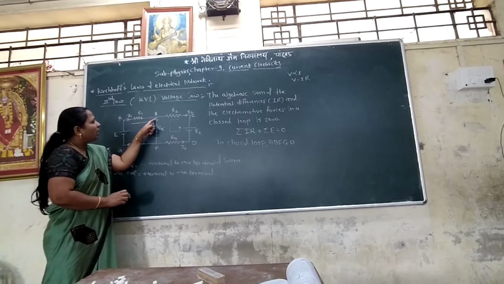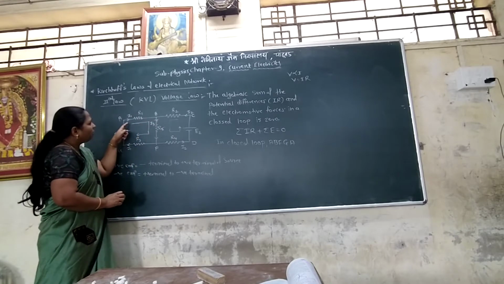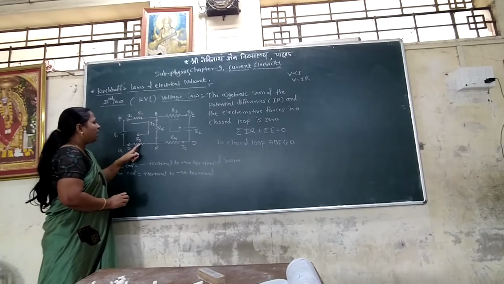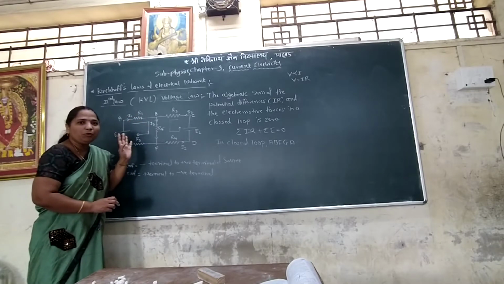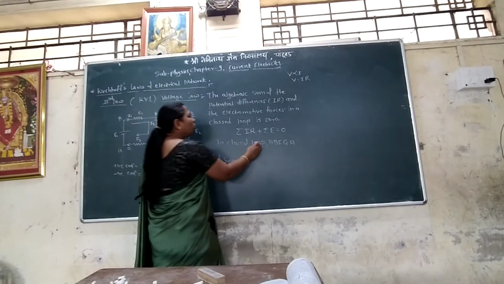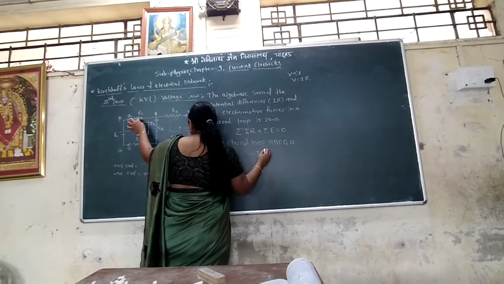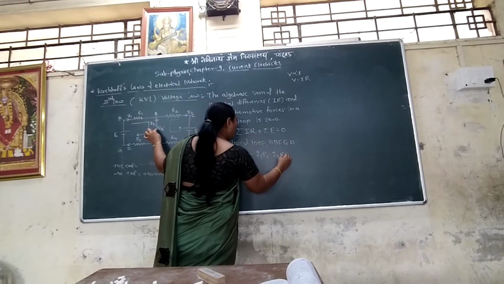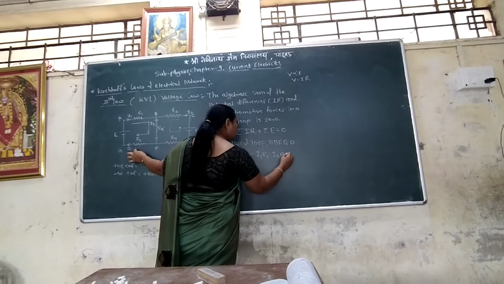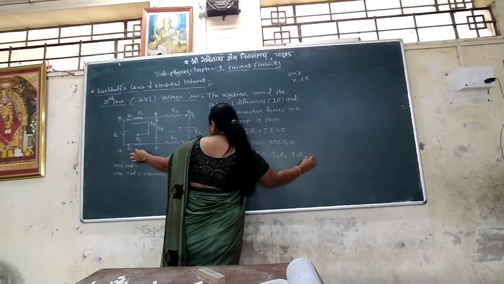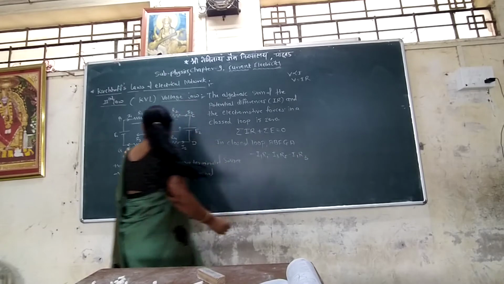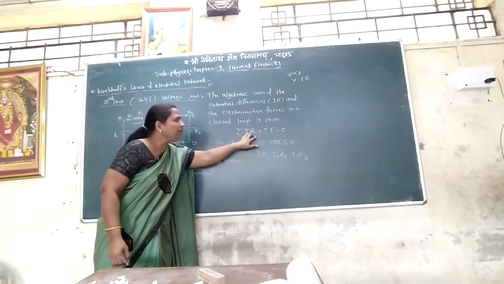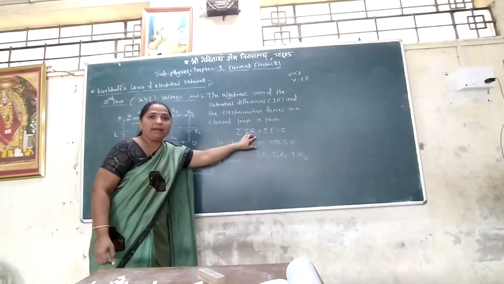Therefore, I1, I3 and I1 across R1, R5 and R3 are taken as negative potential differences. Therefore, in a closed loop, minus I1 R1, minus I3 R5, minus I1 R3. The algebraic sum of potential differences is V equal to I R, according to Ohm's law.